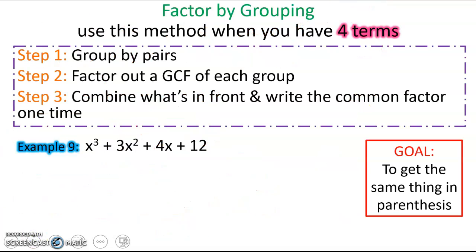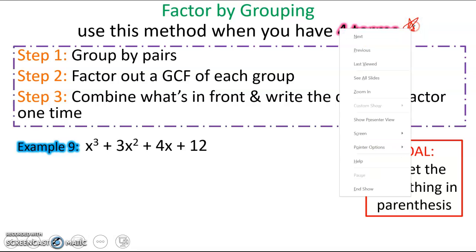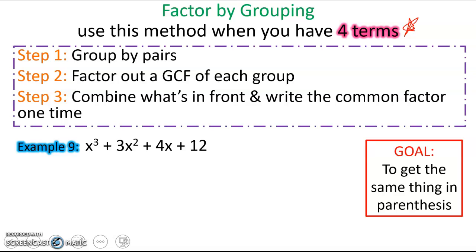All right, so to factor by grouping, moving on to this one. The biggest thing I wanted to point out is that this is the form you use when you have 4 terms to work with. So we look at our polynomial here. That's 4 terms, so factor by grouping is a potential possibility to factor this out.